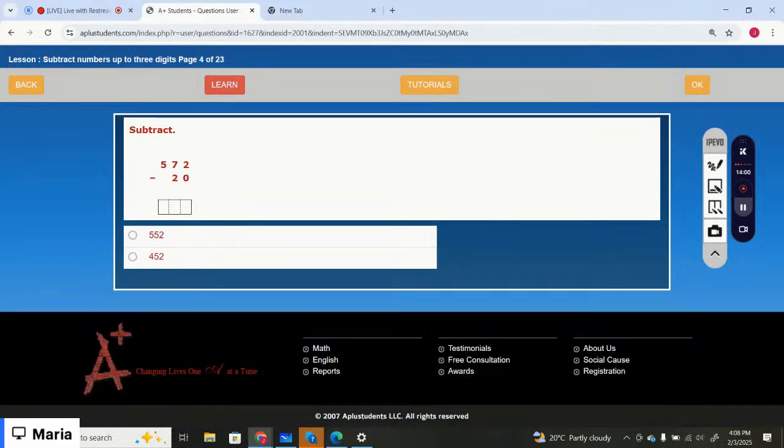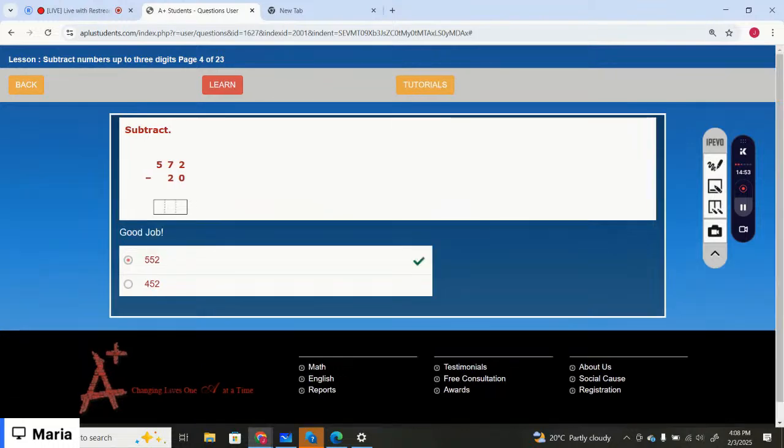572 minus 20. That is very good. 552. Option 1 is the correct option.